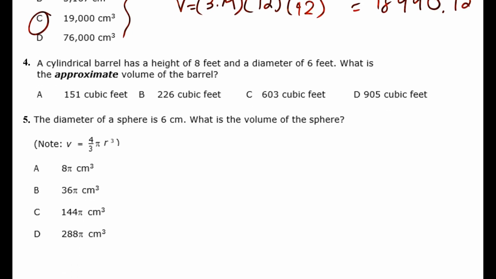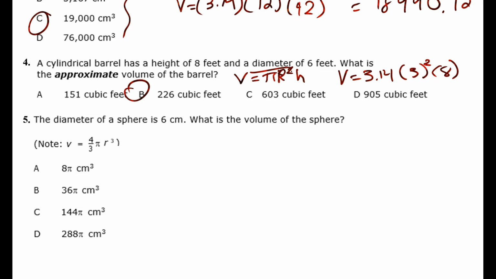A cylindrical barrel has a height of 8 feet and a diameter of 6 feet. What is the approximate volume of the barrel? So they are trying to trick y'all up with this whole diameter stuff. They're hoping that some of you all will use 6 for your r. But I know you're not. You're too math competent for that. So none of these are in terms of pi, so we turn pi into 3.14. Half of 6 is 3 squared, and then a height of 8. So 3.14 times 9 times 8, and 72 times 3.14 is 226.08. Has to be B.